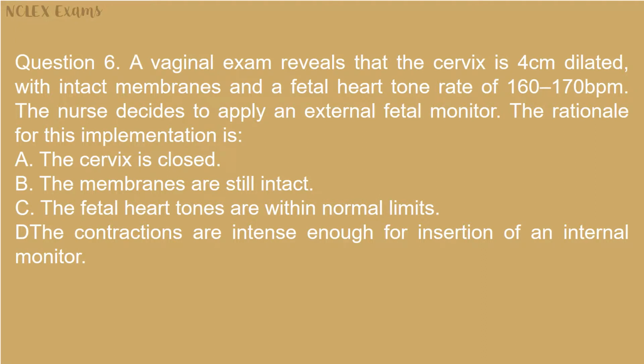Question 6. A vaginal exam reveals that the cervix is 4 centimeters dilated, with intact membranes, and a fetal heart tone rate of 160 to 170 bpm. The nurse decides to apply an external fetal monitor. The rationale for this implementation is A. The cervix is closed. B. The membranes are still intact. C. The fetal heart tones are within normal limits. D. The contractions are intense enough for insertion of an internal monitor.